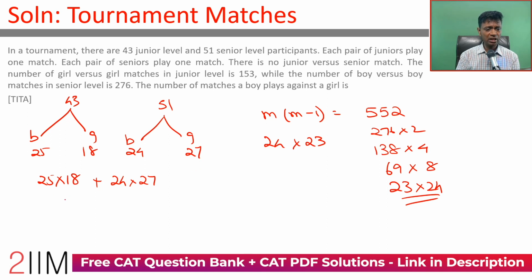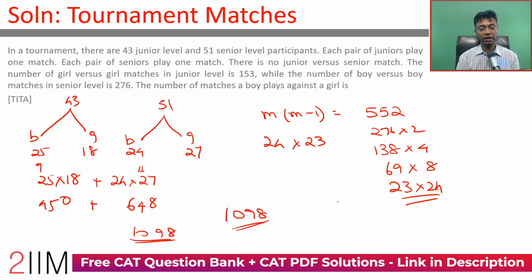25 into 18, 18 5s are 90, 0, 9, 36, 45, 450, plus 24 into 27. 24 7s are 168, 8, 16, 48 plus 16, 64, 648, 450 plus 648, 8, 9, 1098. I'm writing down 1098 as the answer.